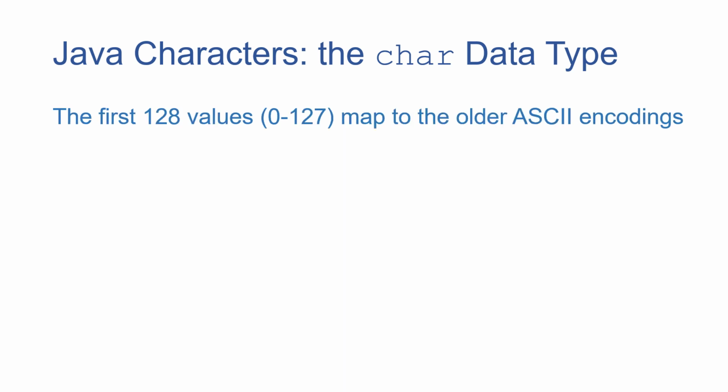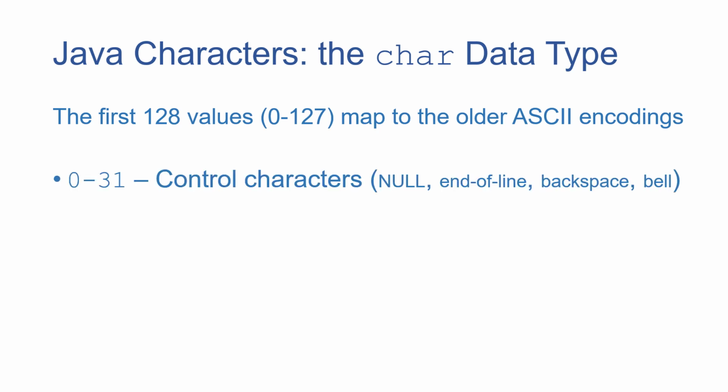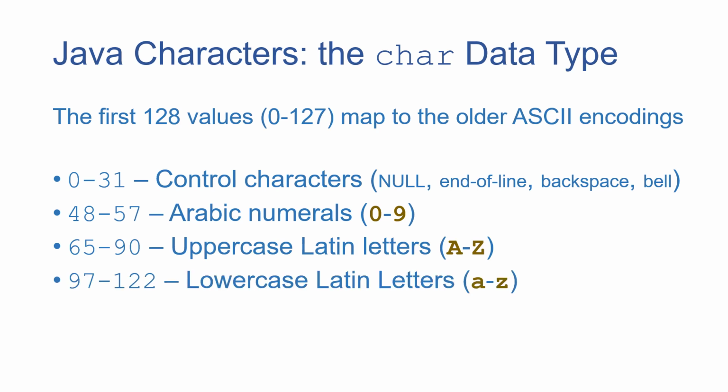So the first 128 values, which are values 0 through 127, map to an older encoding, which is called the ASCII standard. And then each one of those numbers maps to something specific. For this example, values 0 through 31 are some control characters, like the null, end of the line, backspace. If you really want to be annoying, there's a bell character that doesn't display, it makes a sound. But where we'll be mostly interested in would be things like the Arabic numerals 0 through 9. Those are encoded with values 48 through 57. Uppercase Latin letters and lowercase Latin letters would be 65 through 90 and 97 through 122, respectively.